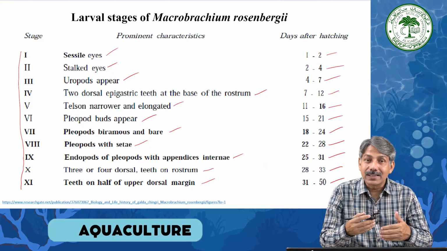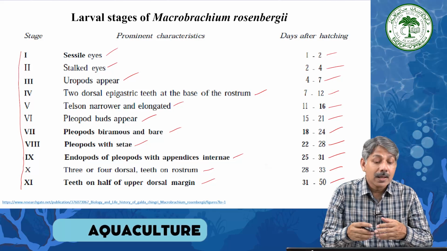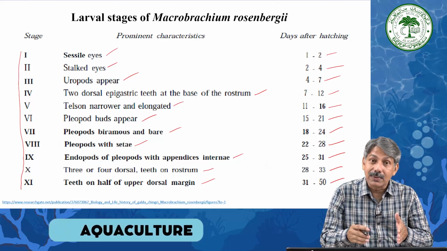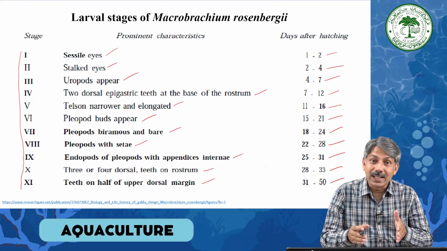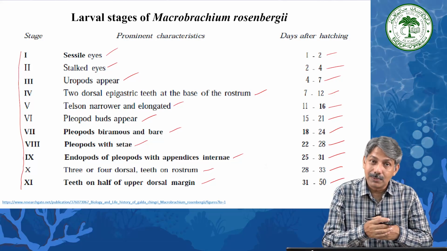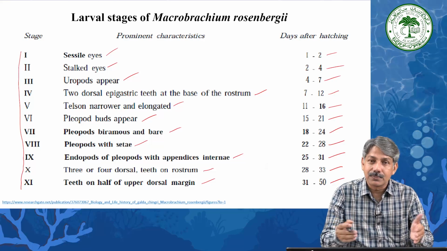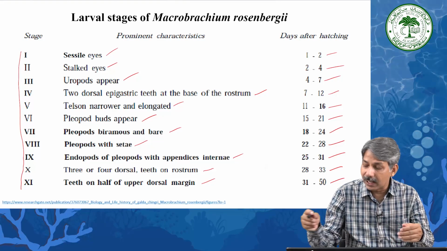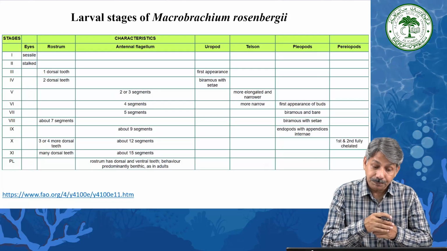monitor the progress and development of larval stages of Macrobrachium rosenbergii. By observing these characteristics, we can be sure whether the larval development is progressing as per the reference available with us, whether they are showing normal development and a good growth pattern or not. If there is any deviation from the normal reference, then we can make corrections at that point of time only.